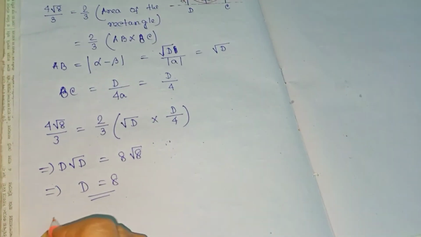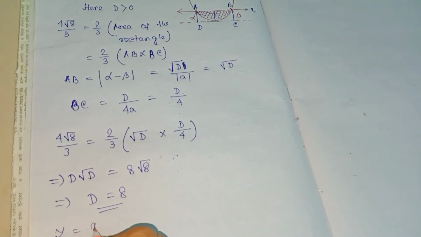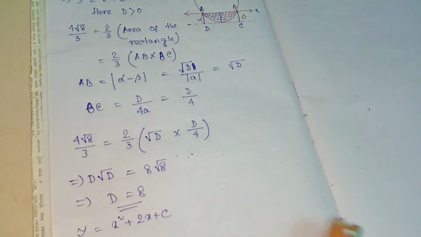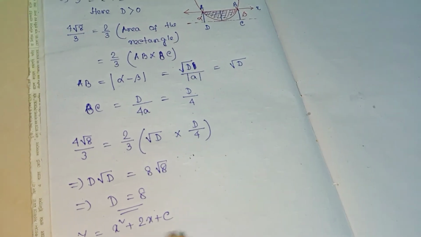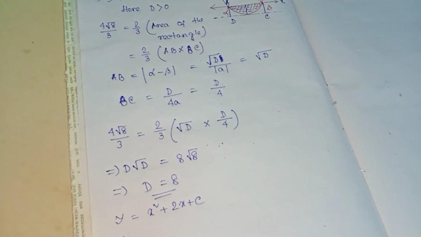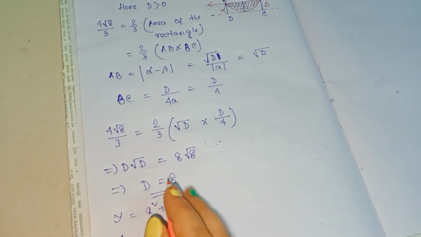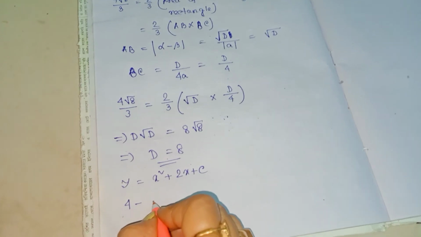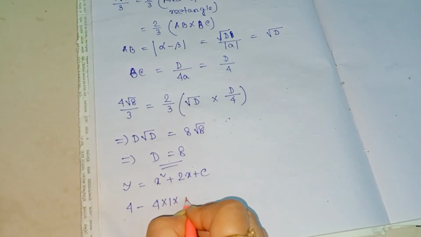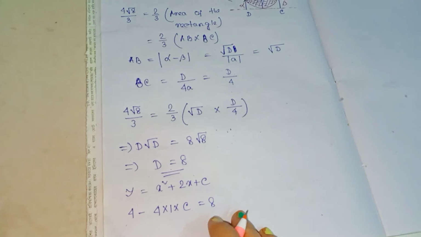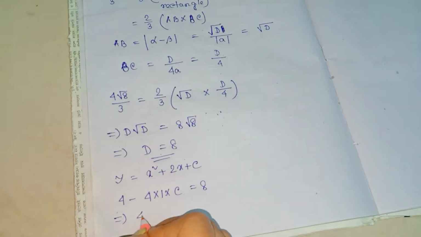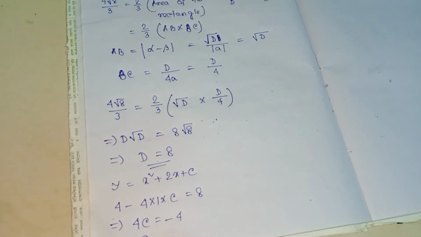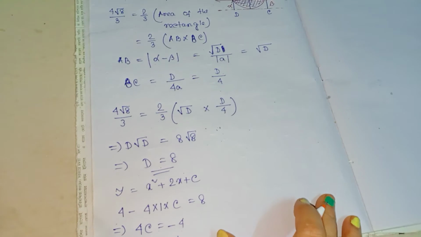So, if D is equal to 8, then y is equal to x square plus 2x plus c. From this equation, we may write down D equal to b square minus 4ac. D is equal to 8 means b square, that is 4, minus a into c, that is 4 into 1 into c, is equal to 8. So here we get 4c is equal to minus 4. Therefore, c is equal to minus 1.